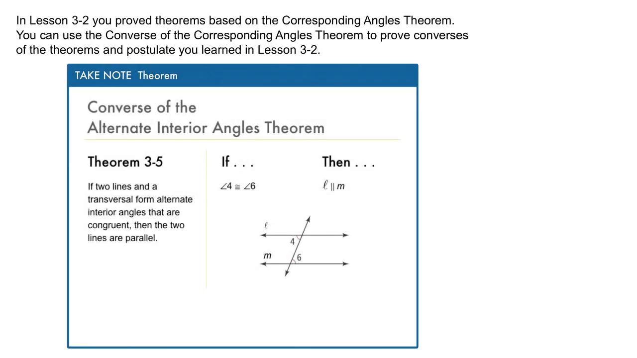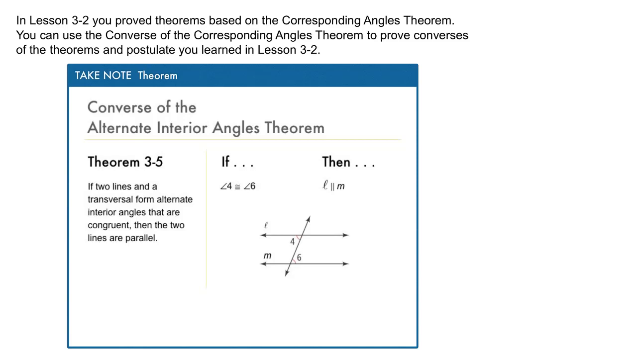In lesson 3.2, you prove theorems based on the corresponding angles theorem. We're going to start to move through these a little more quickly because you're going to find they work very much the same as the last theorem, and they apply to situations very similarly. We're going to use what we found in the last lesson, working in the opposite direction, just to show that lines are parallel. This theorem, 3-5, is the converse of the alternate interior angles theorem.